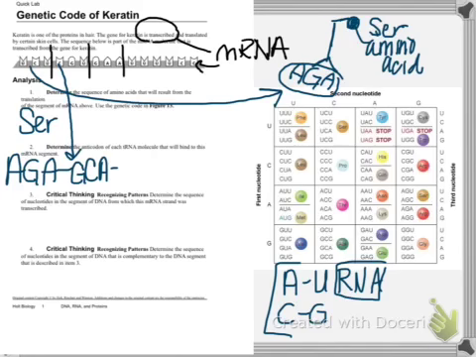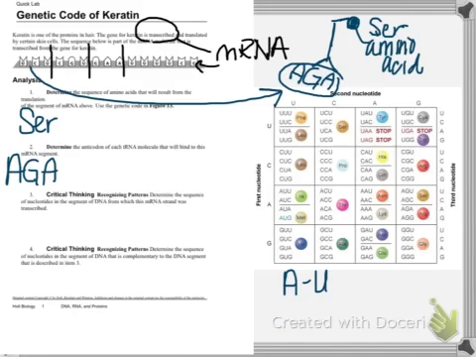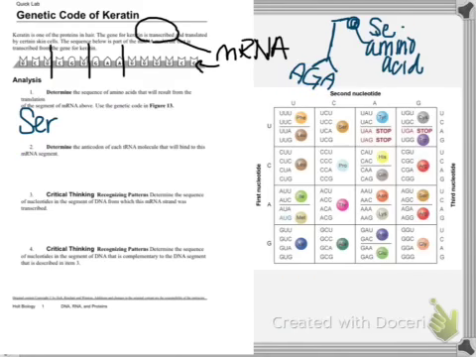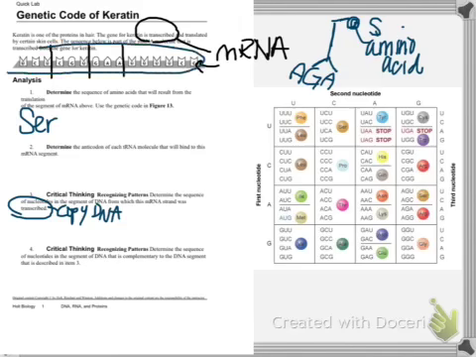Number 3 is then asking critical thinking, recognizing patterns, determine the sequence of nucleotides in the segment of DNA from which this mRNA strand was transcribed. So again, transcribed is just making a copy of our DNA. So this is just asking, what would the DNA read, because we made a copy. This is our copy. What's the other side of the strand? So we're going to use those base pair rules.